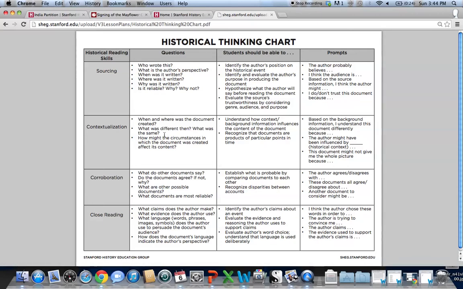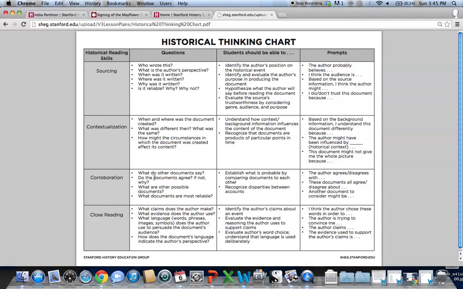Contextualization is also important. When and where was the document created? What was different then? What was the same? How might the circumstances in which the document was created affect its content? Somebody writing about slavery in the early 1800s, versus somebody writing about slavery in the 1920s, versus somebody writing about slavery today, is going to say different things about the institution of slavery.